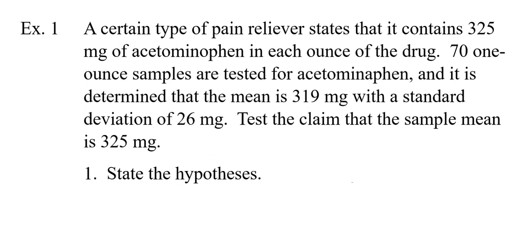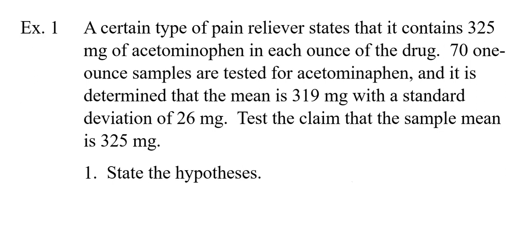Okay? So we want to test the claim that the sample mean is 325. So that last sentence says, test the claim that the sample mean is 325. See that word mean? That means we're not going to use those proportion tests. We're going to use one of the sample tests. Okay? We're going to use a Z or a T or a 2 sample Z or 2 sample T. And since we're not comparing 2 groups, this is either going to be a Z test or a T test. Okay? Well, I'm getting a little bit ahead of myself. We need to state our hypotheses first.